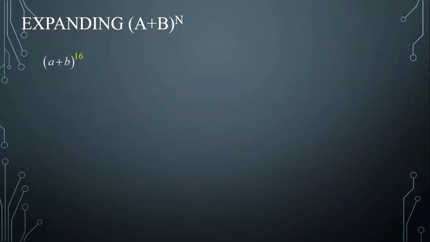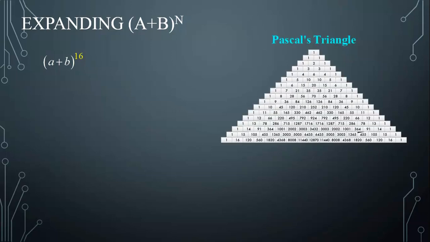But what if I'm asked to expand a plus b to the 16? Should I go on with Pascal's triangle till n equals 16? And what if the exponent is even bigger? In this case, Pascal's triangle would no longer be practical. We need a way to find the coefficients of the row corresponding to n equals 16 without having to find all the previous rows. That is in fact done using combinations.